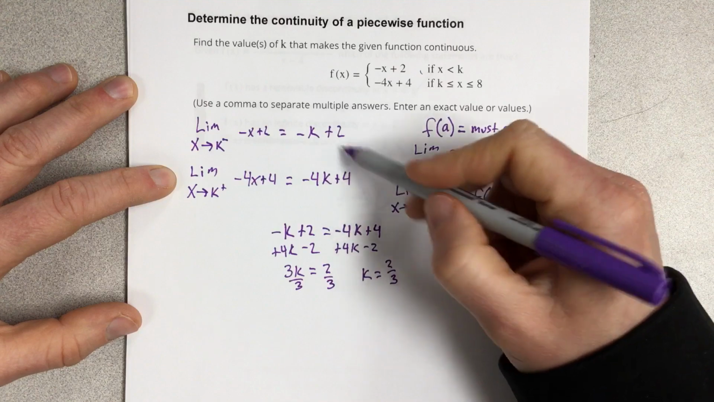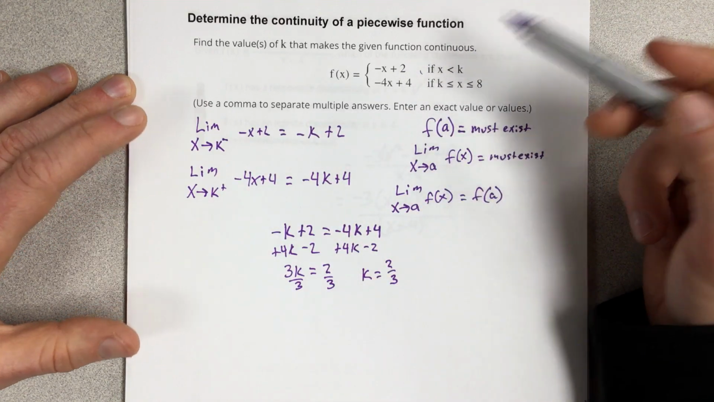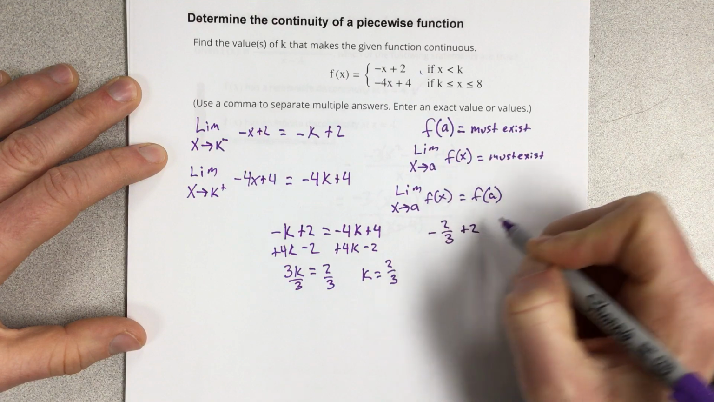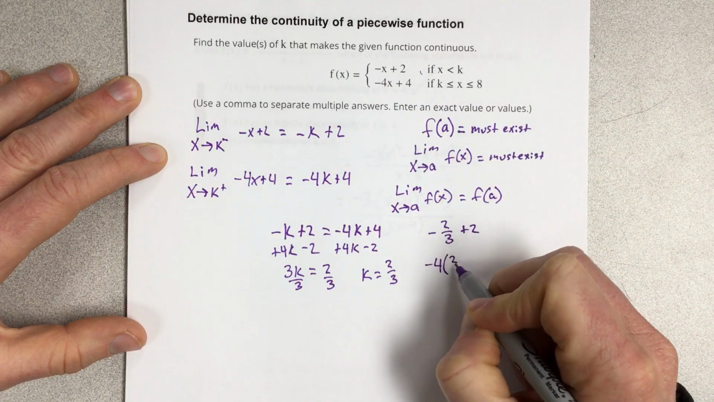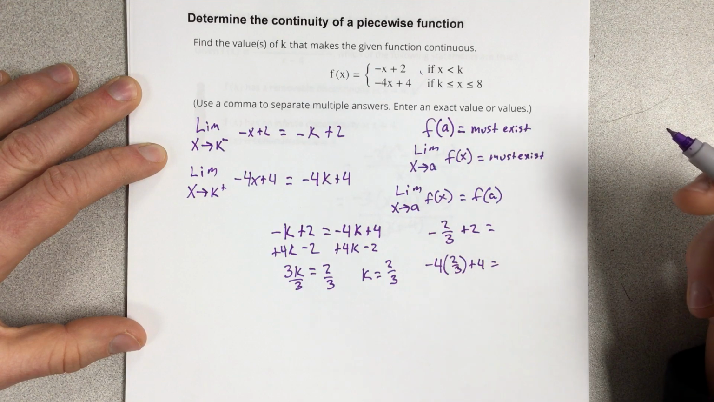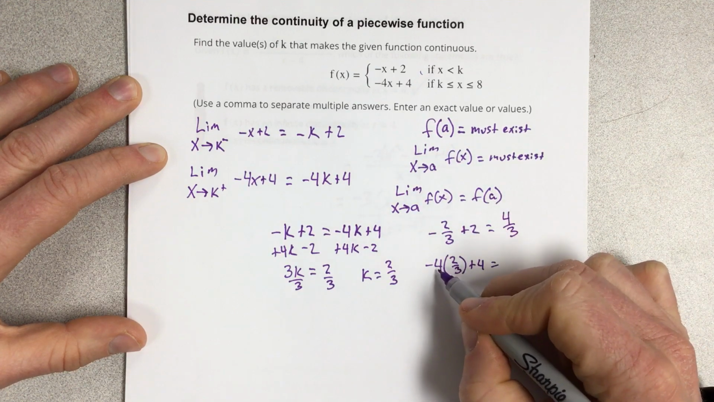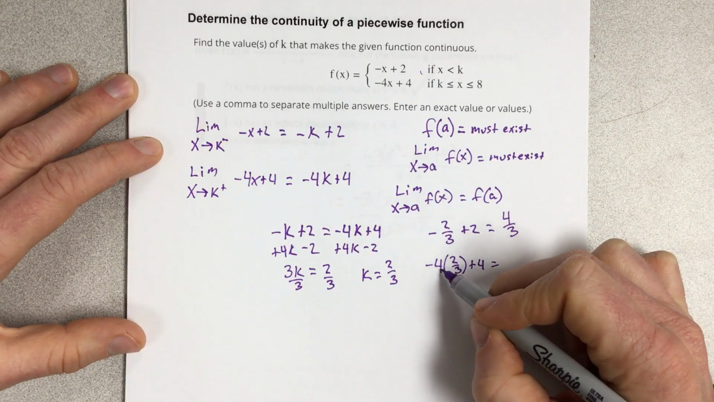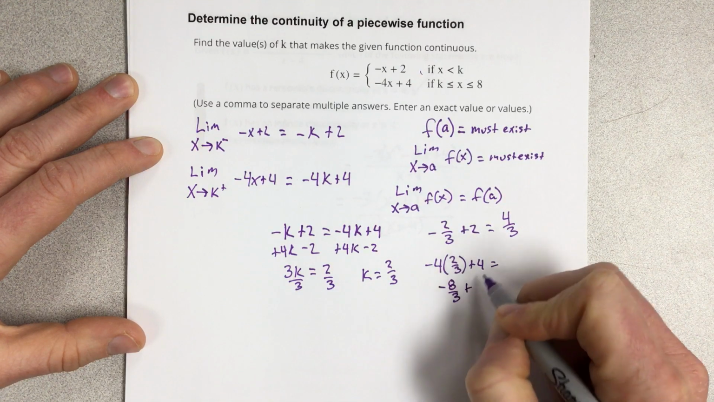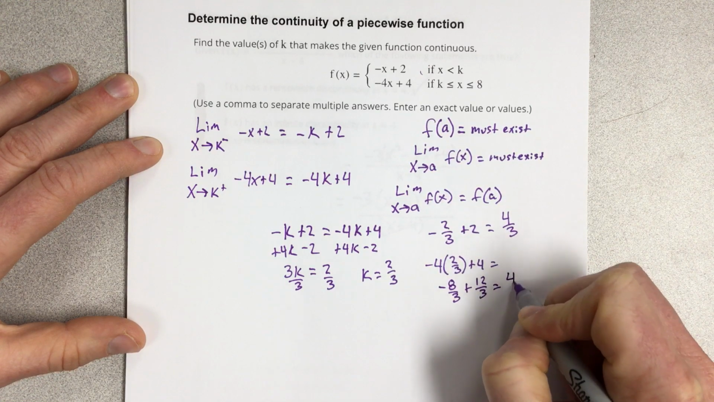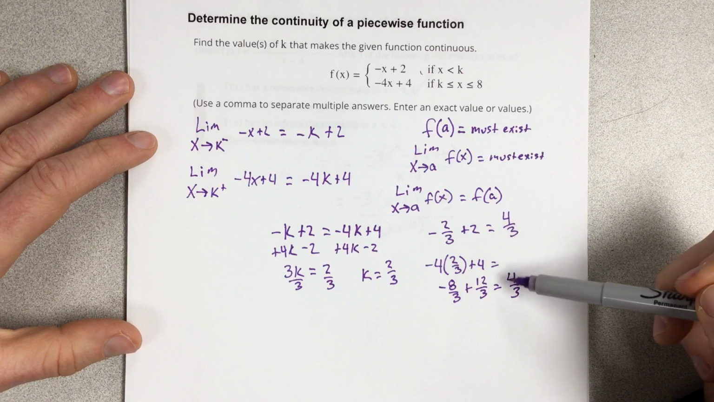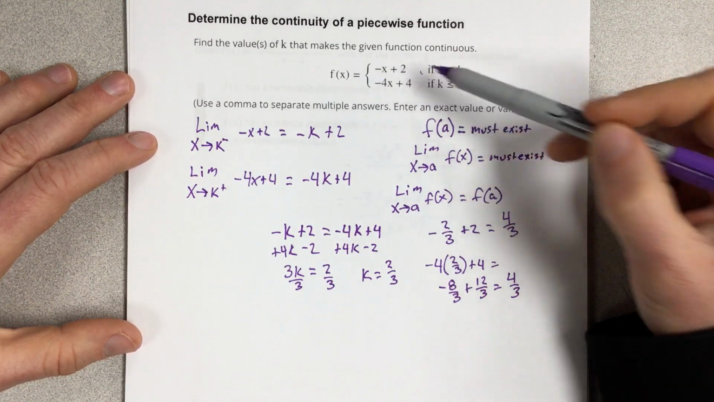Now, that's for the limit, but I have to make sure that both of these things are defined at that spot and that they're the same number. So I'm going to take negative 2/3 and add 2 for the top equation. And I'm going to take negative 4 times 2/3 and add 4 for the bottom equation. So when I add negative 2/3 and 2, that'll be 4/3. And when I add negative 4 times 2/3 plus 4, this gives negative 8/3. So I end up with negative 8/3 plus, if I put this into thirds, that'd be 12/3, which is 4/3. So you can see that this value satisfies both of these equations, and they both produce 4/3.